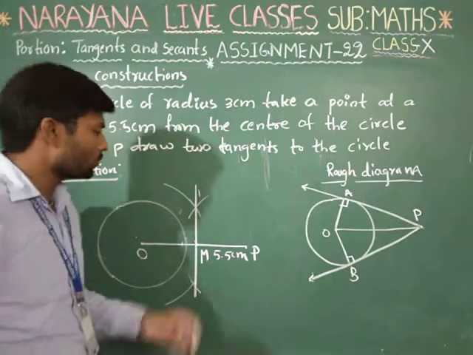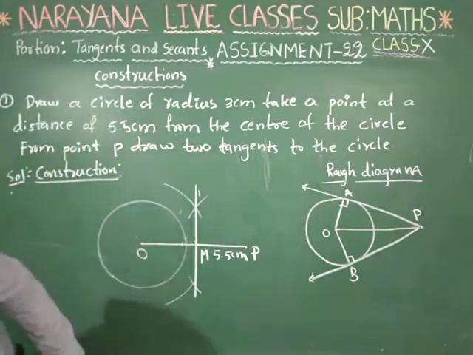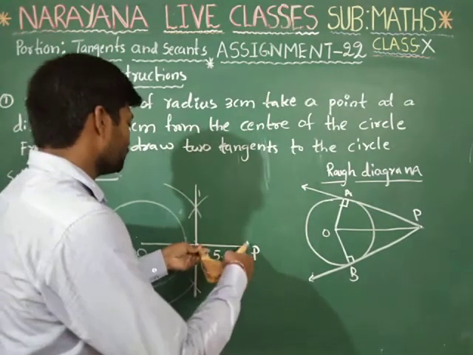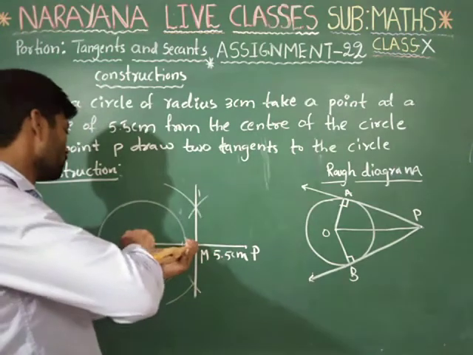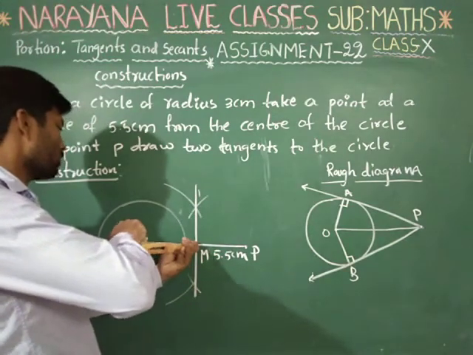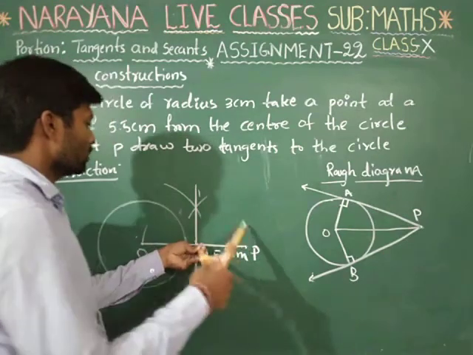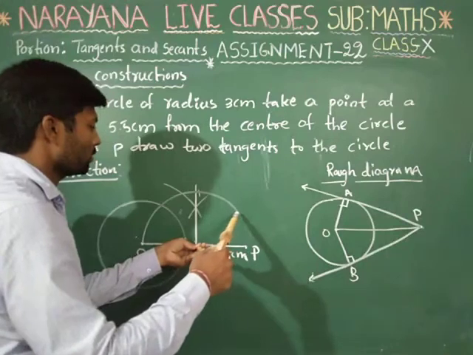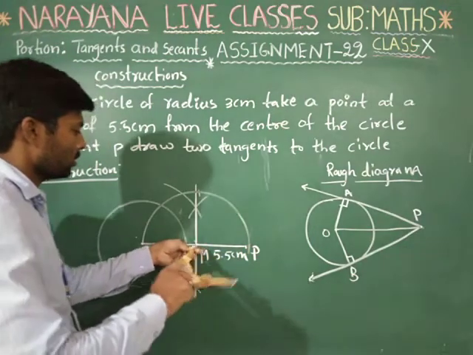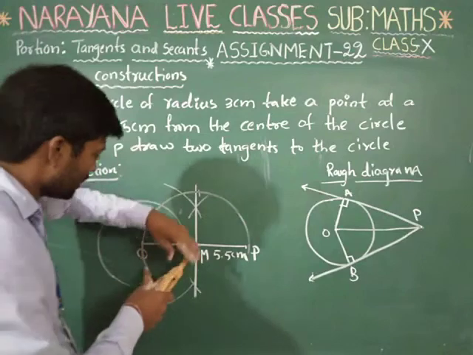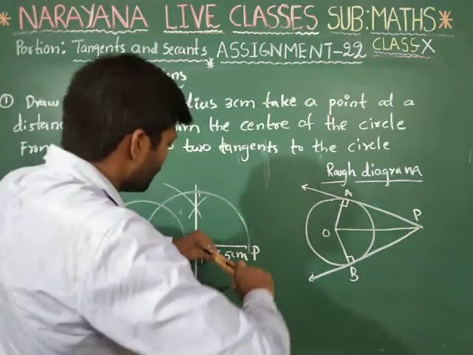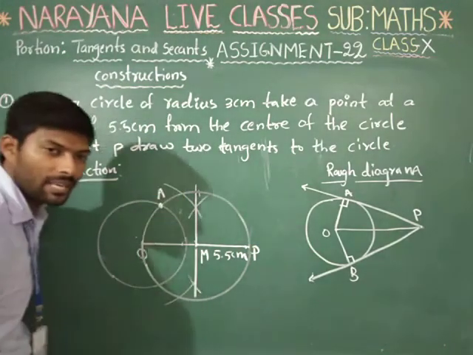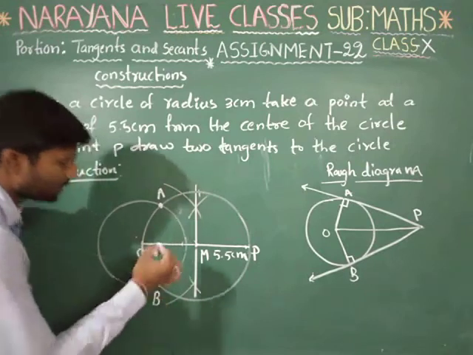Now we have to take point M as the center. Take the radius as OM or MP, both are the same. Take the radius as any one of them. Now draw a circle. This circle will intersect the first circle at two distinct points. Let me call the first point A and the second point B.